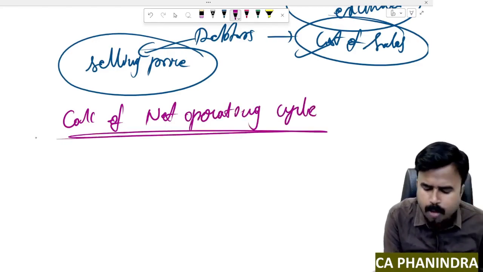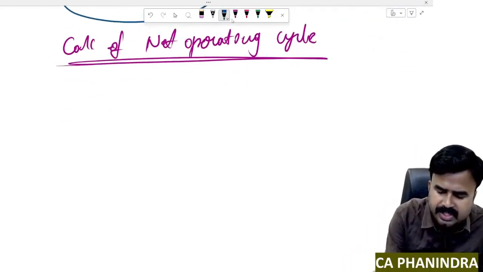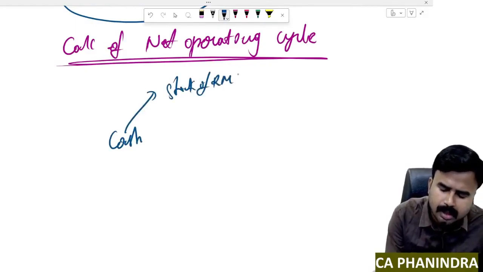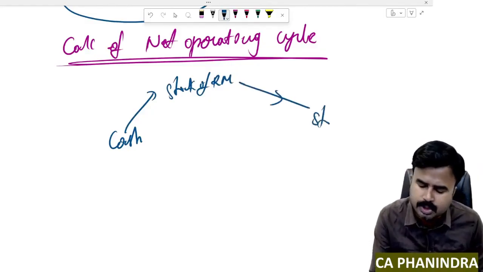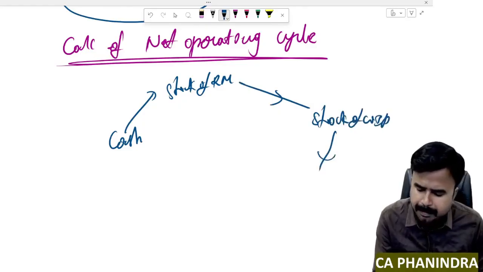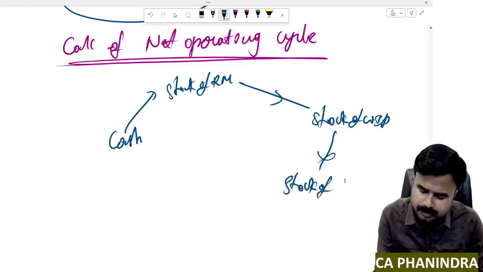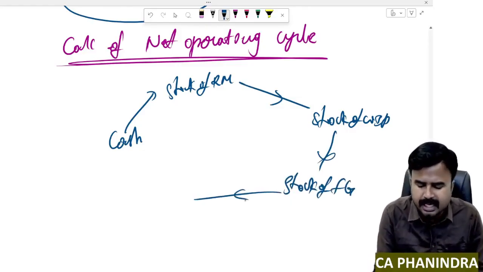So what is this net operating cycle? Simple. Generally, if we invest money in the raw material stock, what will happen? You'll hold that raw material for a certain period. If you input such raw material into process, that becomes stock of work in progress. And it takes some time to convert work in progress into finished goods. Then I'll get stock of finished goods. Then again, these finished goods will be held by the company for a certain period.